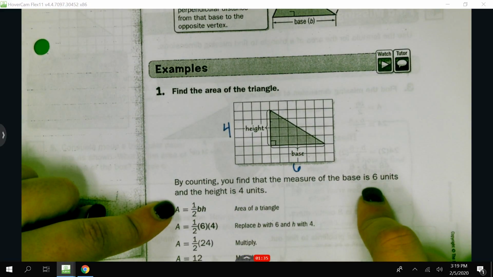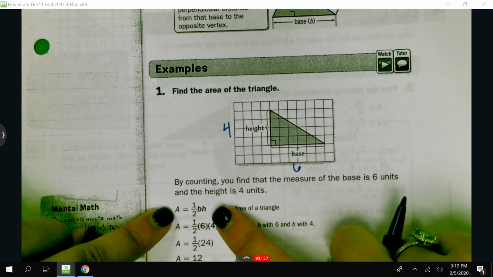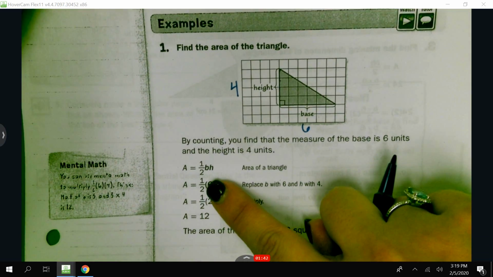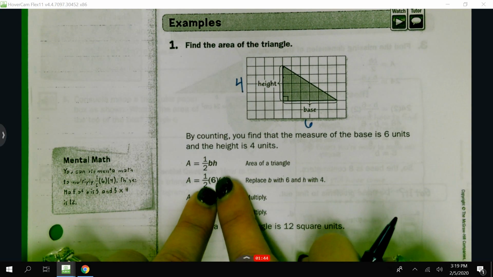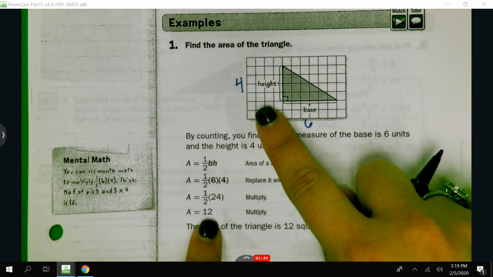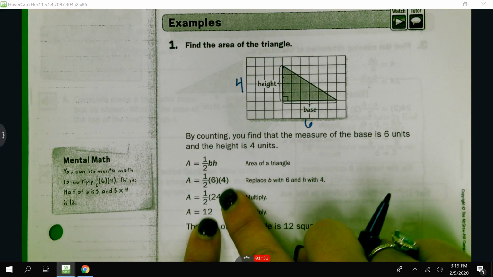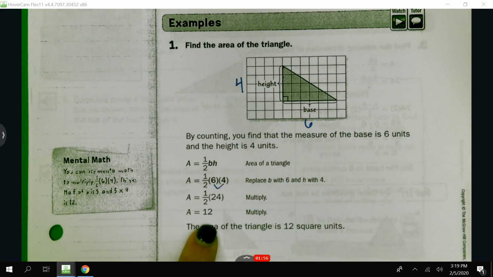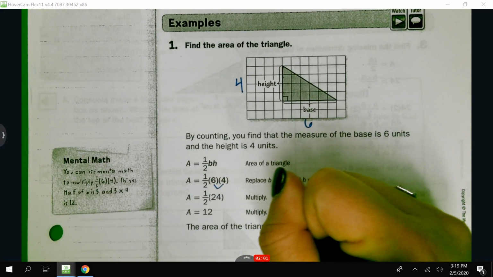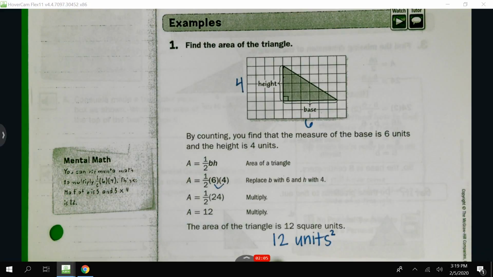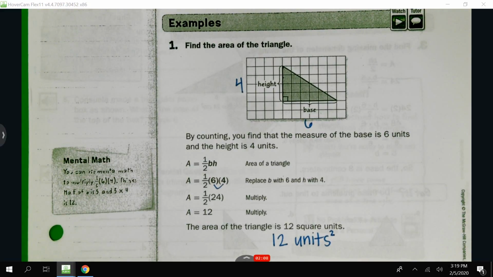You're going to plug that base and height into your formula. So you have area equals 1/2 base times height. Your 1/2 never changes, so you always have A equals 1/2 times my base, which was 6, times my height, which was 4. Now all you have to do is just multiply. So 1/2 times 24, which is 6 times 4. And then 1/2 of 24 is 12. So the area of that triangle is 12 square units. You can write it like this as well. So 12 units with the 2 as an exponent. So that is 12 square units.